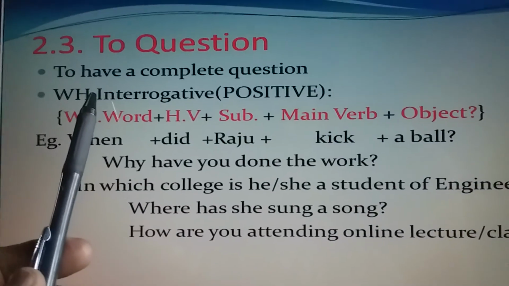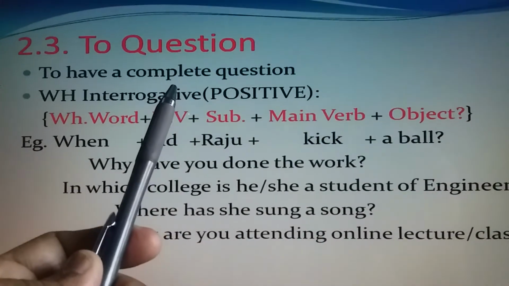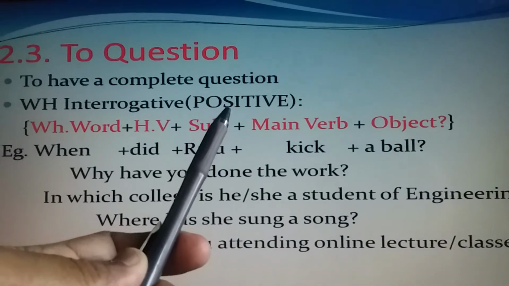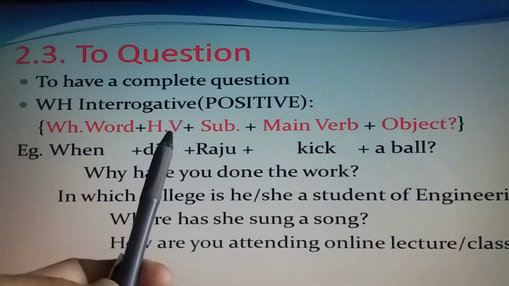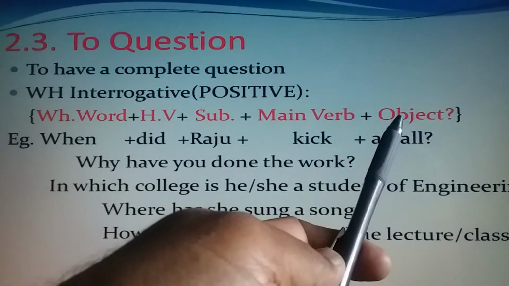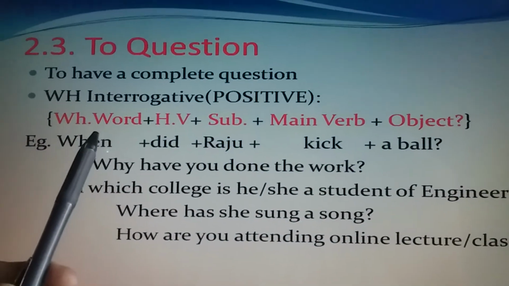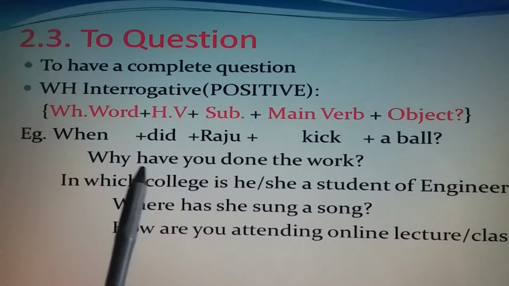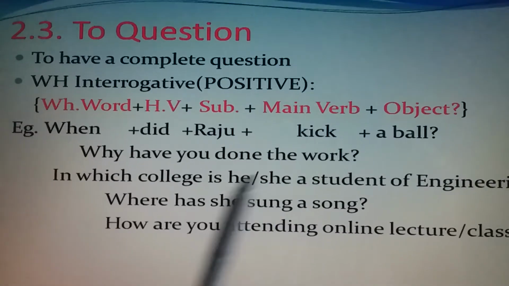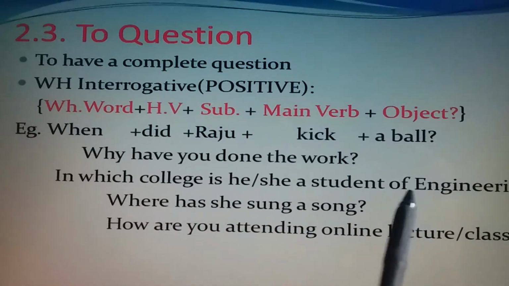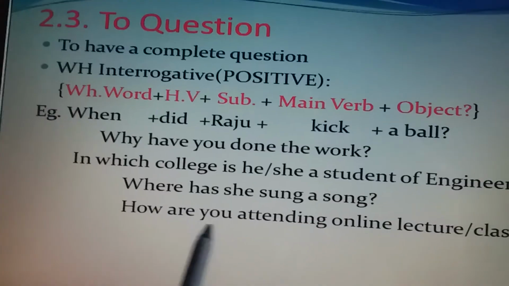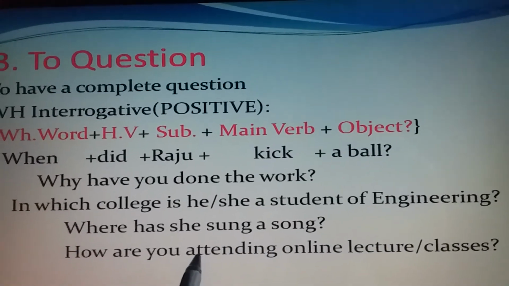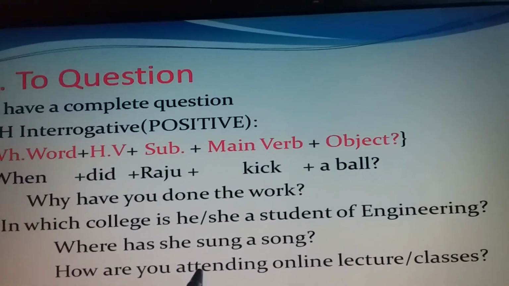Another question here, to get the complete answer in the declarative form. WH word interrogative, positive sentence. WH word, the same structure here: helping verb, subject, main verb, object. Here it is preceded at the beginning by a WH word, the question word. When did Raju kick a ball? Why have you done the work? In which college is she a student of engineering? Where has she sung a song? How are you attending classes? How are you attending online classes? In this way, we are using the sentence for asking questions.